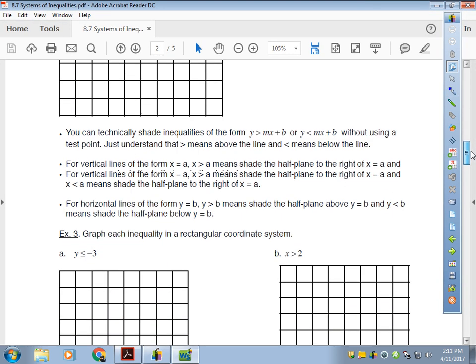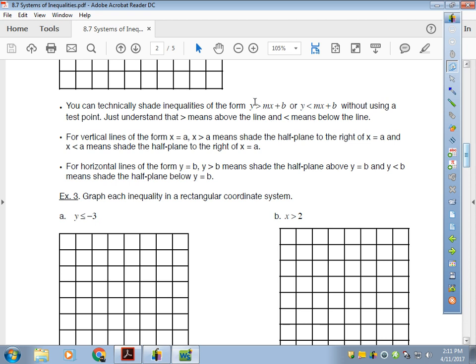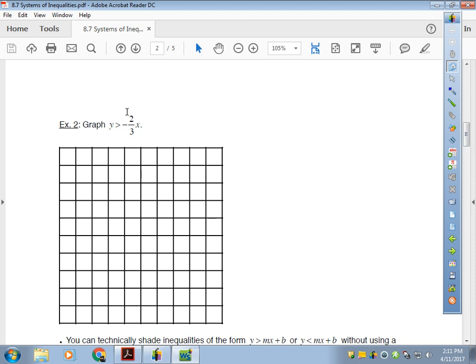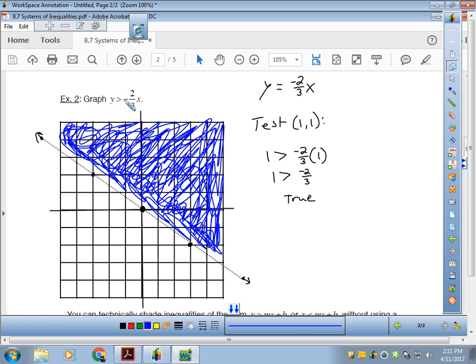Now, if your equation is in the form y is greater than mx plus b or y is less than mx plus b, like this last one was, you don't even necessarily need a test point. Because they said y was greater than this, I already knew that it was going to be above the line. If it had said y was less than this, I would have already known it's below the line. Because anytime it's in this form where you have y inequality mx plus b, the greater than or less than basically just tells you which side to shade on. So if they're in that form, you can do that, although for most students, test points usually work better.